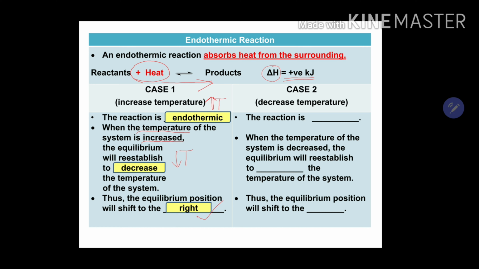Okay, now look at the second case. The disturbance is a decrease in temperature. Again, the reaction is endothermic reaction. When the temperature is decreased, the system will react to increase back the temperature. How to increase the temperature is by increasing heat. So how to increase heat? The system will shift to the left to increase heat.